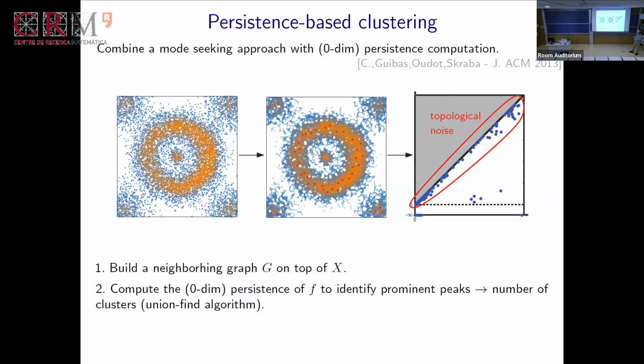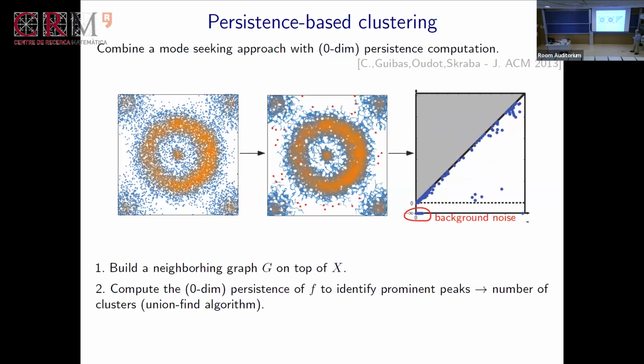For example, if I take this area here and look at the points here, you see that there are many points a little bit everywhere. This can be thought of as topological noise. These are the points that are close to the diagonal, and they are not really meaningful with respect to the clustering task I want to realize. Probably they are some kind of spurious local maxima.